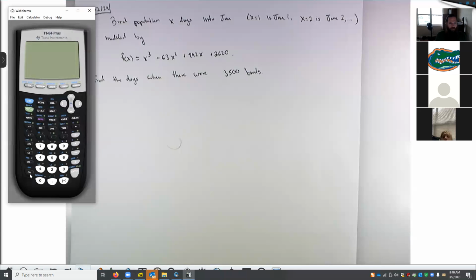So we open up our calculator, turn it on, and open up the y equals screen to input this function. My function is x cubed minus 63x squared plus 942x plus 2620. And certainly if I hit graph here, I wouldn't expect to be able to see anything on the default viewing window because these numbers are large. This function is not super simple in its behavior.